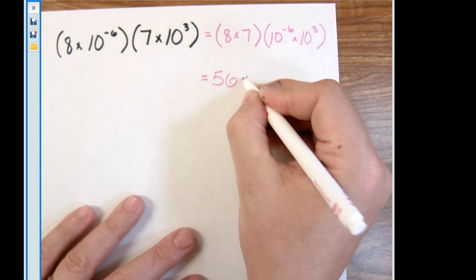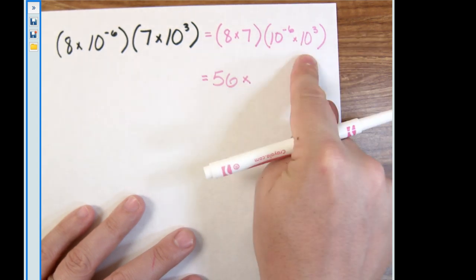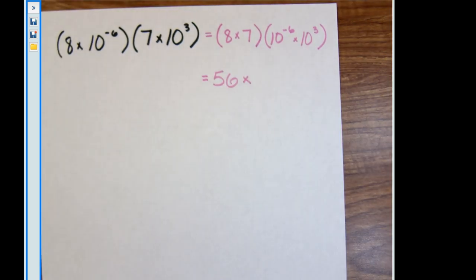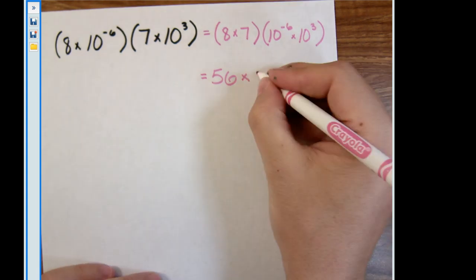Times, what's 10 to the negative 6 times 10 to the third? Well, that's power of a power. Oh, sorry, that's product of powers. What do you do with the exponents? Yeah, you add them. 10 to the negative third. Good.